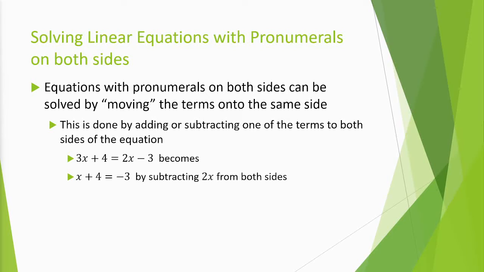Now it is good to think about this as a scale, because what we take off one side, we need to take off the other to keep balanced. And if we add something on one side, we need to add something on the other. Now we could have taken the 3x off both sides and got a slightly different equation, but it still could have worked out for us.